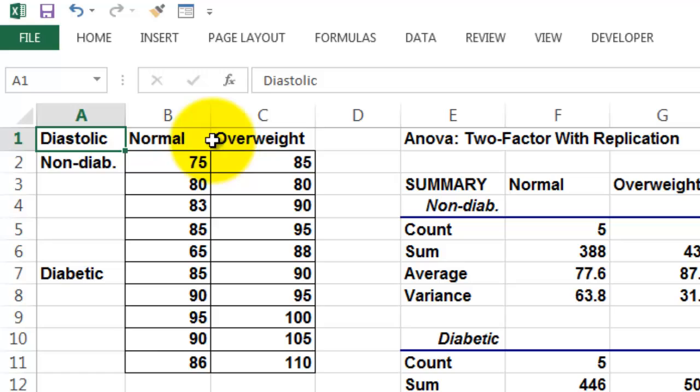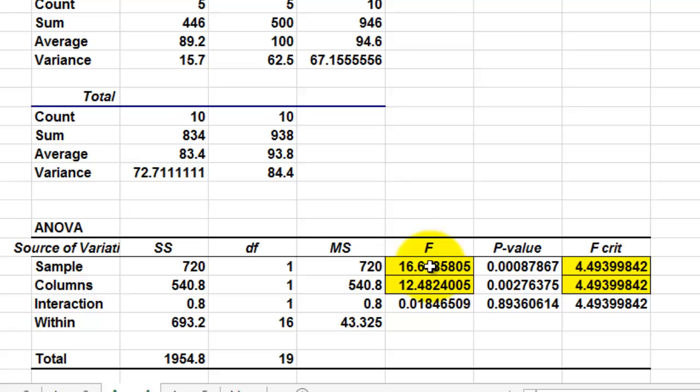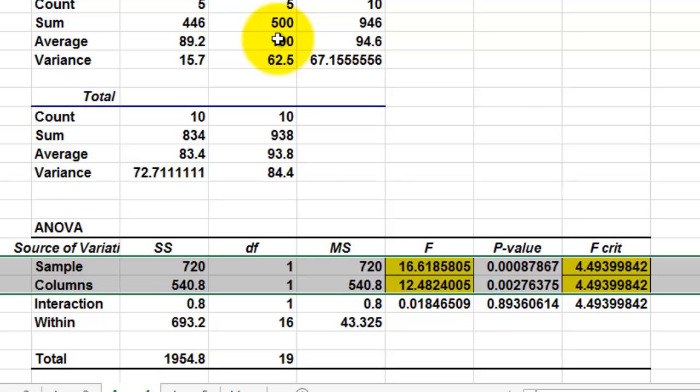One more. It's definitely two-factor. Diabetics, non-diabetics, normal, overweight, whatever those ranges mean. And I measured the diastolic blood pressure. It is a two-factor analysis with replication. Again, I find two significant ones. So it depends on your hypothesis. Are you checking the hypothesis? Does being a diabetic make a difference, yes or no?